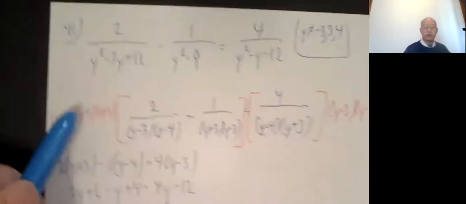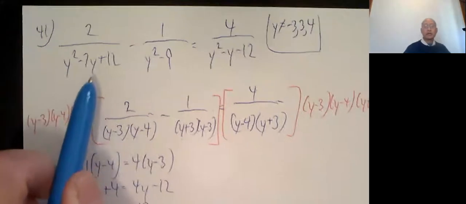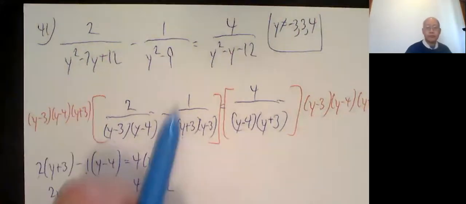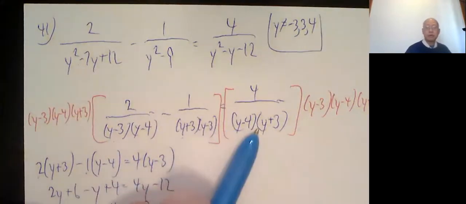And finally, 41, which is a hard one. So they give me all of this stuff. The first thing I got to do is factor. This factors into y minus 3, y minus 4. This one is y plus 3, y minus 3. This one is y minus 4, y plus 3.